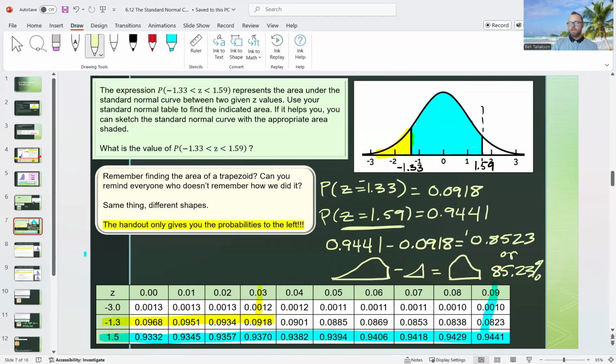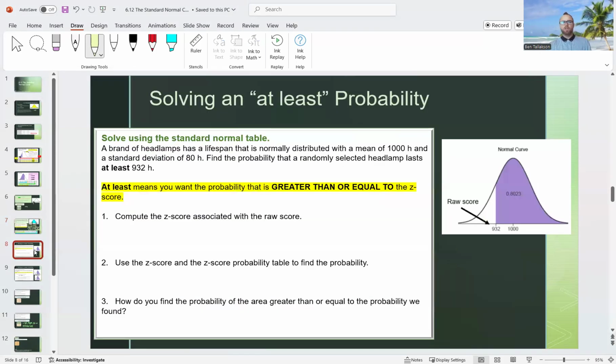85.23%. And before we move on, we want to be sure that makes sense. So look at the blue shaded area and ask yourself, does that look like about 85% of all the space under the curve? I would say so. All right, we're in good shape. Let's go ahead and practice another one. This one is also a little bit different.